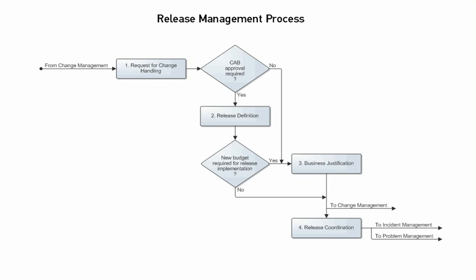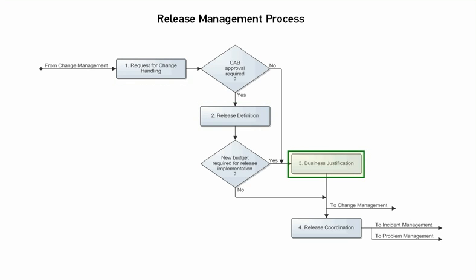The second procedure is release definition. During this procedure, the release coordinator convenes a Change Advisory Board, or CAB meeting, in which the members of the CAB review the change requests to determine which ones to include in the next release. After the CAB identifies the changes to include, the release coordinator organizes the change requirements into logical groups. This makes it easier for the change coordinators to handle the changes efficiently.